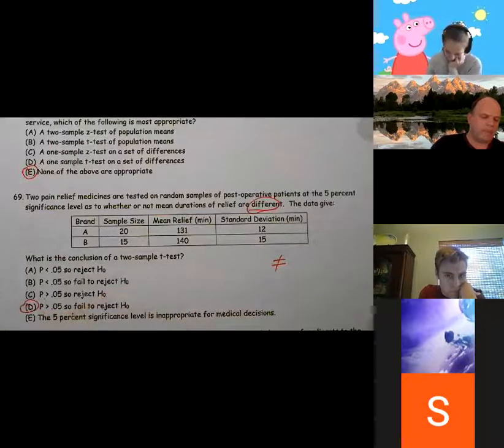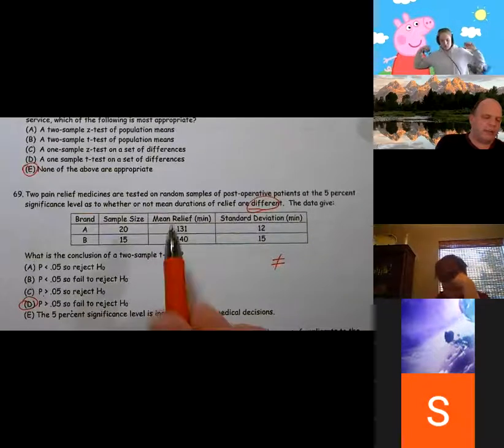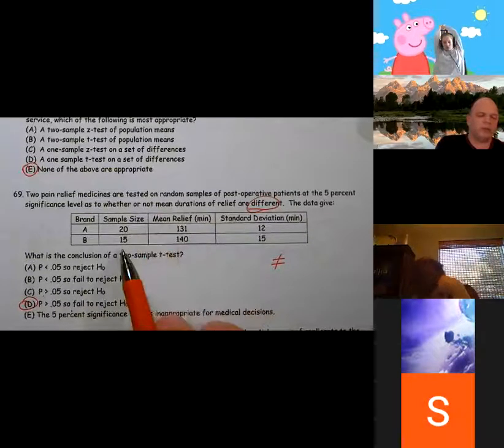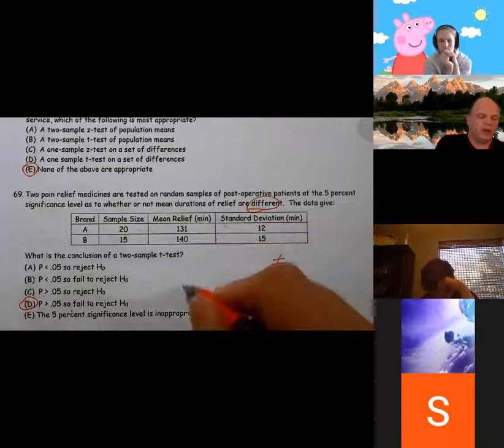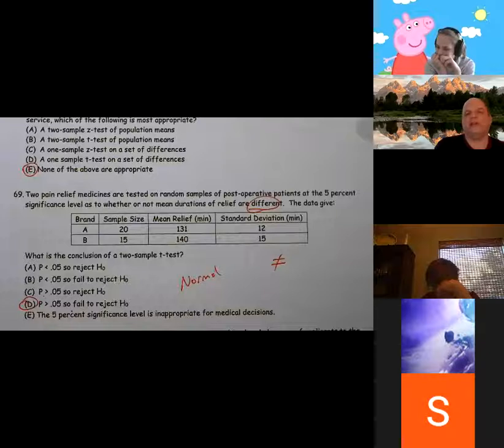Now, one thing I did not see up here, these are small sample sizes. So they should have told me that the population was normal. I needed to know the distribution was normal. They didn't say that, so I probably shouldn't have run this test, but there was nothing that indicated that. If there had been something that said, hey, we shouldn't run the test because we don't know the underlying population, that would have been the case.